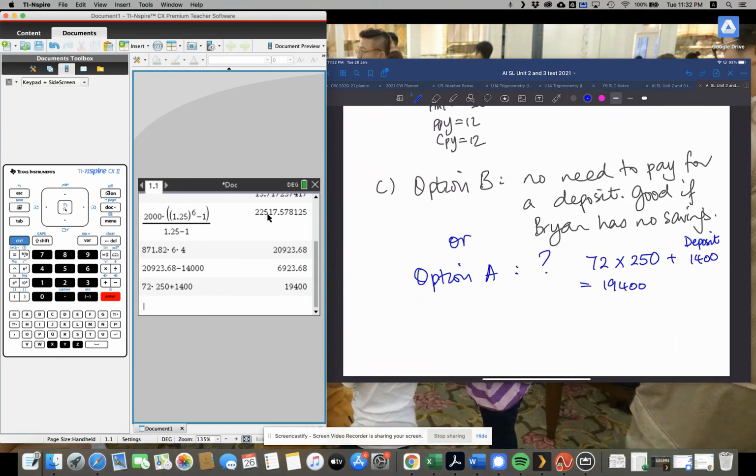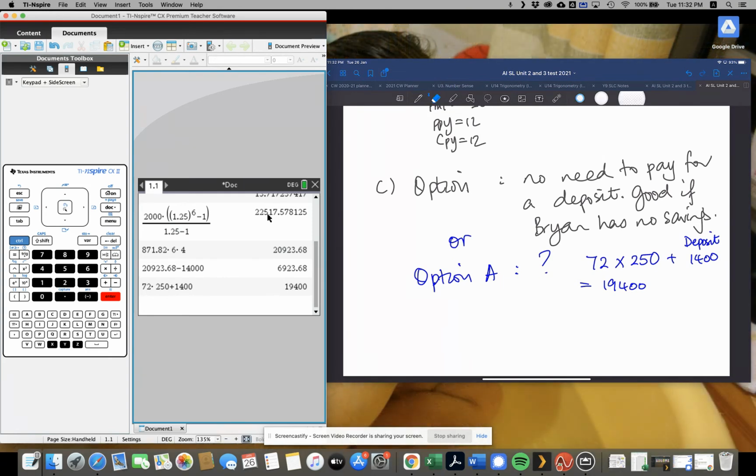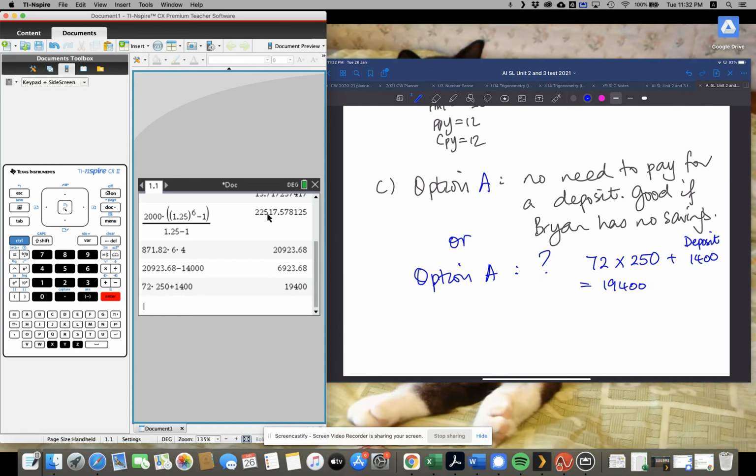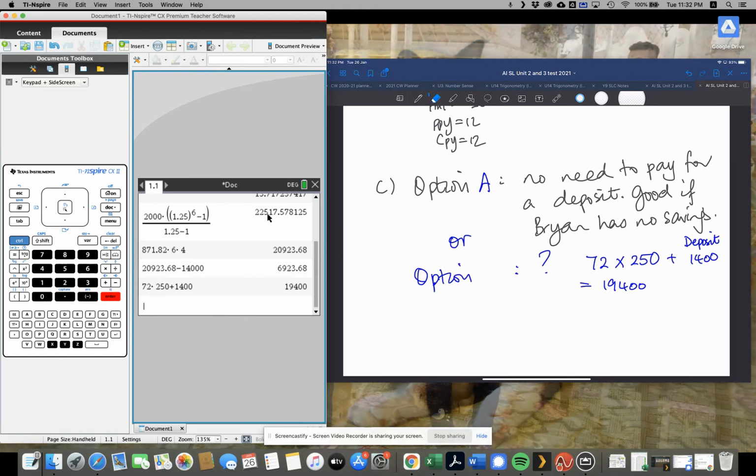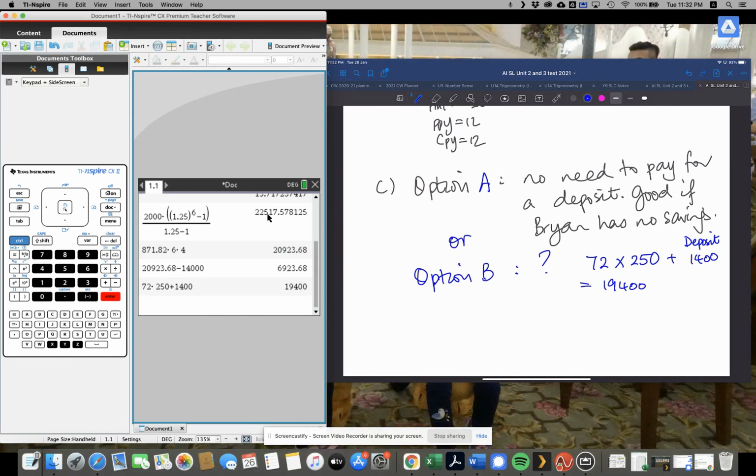Oh, I just realized I swapped the 2 options. Sorry. So this one should be go for option A if he doesn't have any savings to pay for the deposit. If not, go for option B because he actually pays less interest.